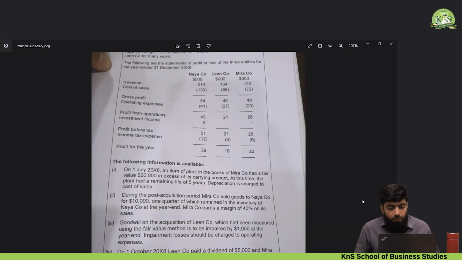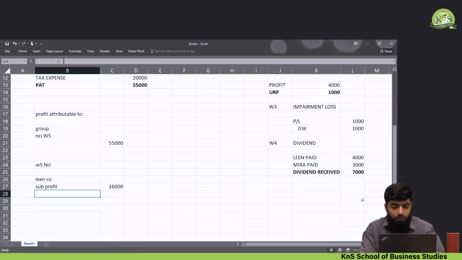Second thing is URP, which was also in the accounts of Mira company, so we are not going to adjust that one. And the third one is the goodwill. The goodwill of Lean company was impaired, so definitely we are going to adjust that one, and 1,000 of impairment loss would be recognized.